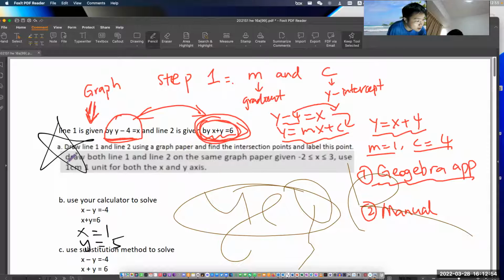Because over here it says what? Draw both line 1 and line 2 on the same graph paper. So I want it to be the same graph paper. I don't want it to be separate. So can you add it back? It's okay whether you put this one first or this one second, it doesn't matter. I want to see both on the same GeoGebra app. Can you do it now? Yeah. And then send it over.